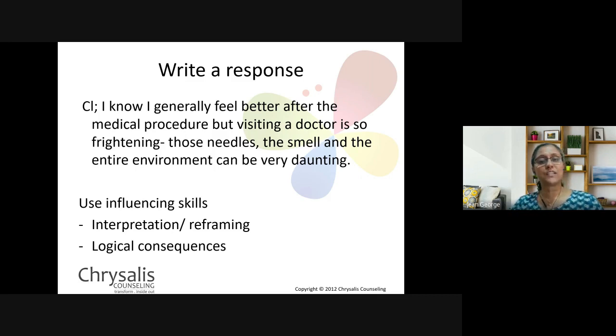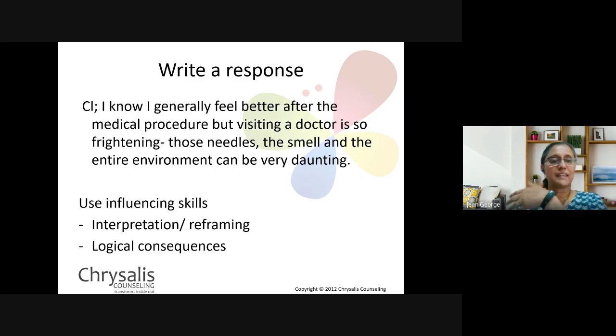Now let's look at logical consequences. So something like what you could ask of is, you know, again, empathizing is very important. I do see that the medical procedure makes it difficult for you. It must be quite frightening. However, what have you seen as the positives of having the procedure? So you are getting them to bring about the positive logical consequences to it.